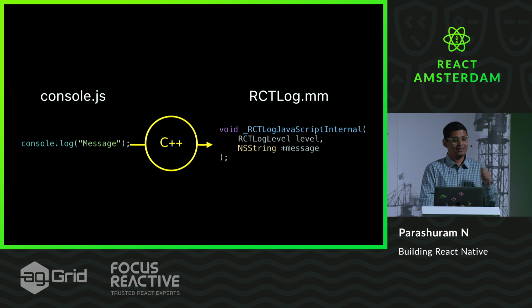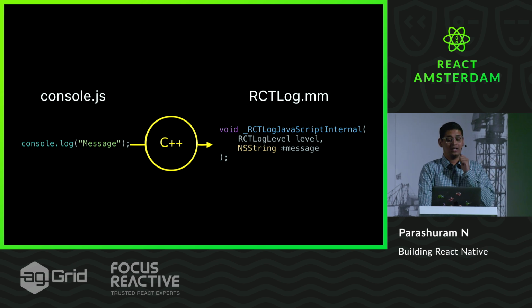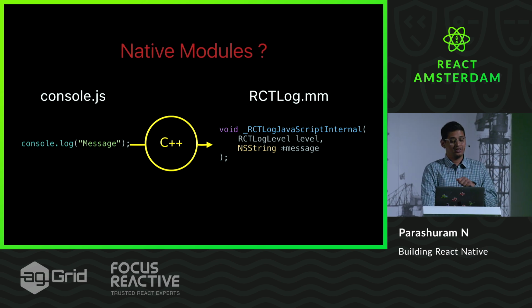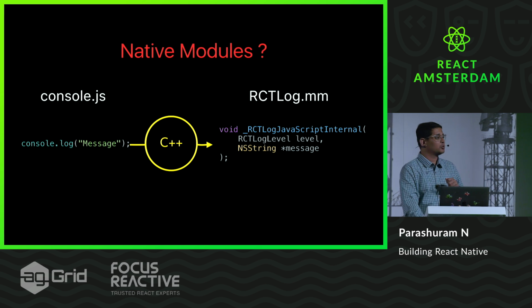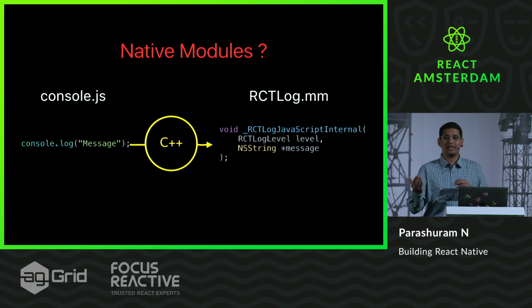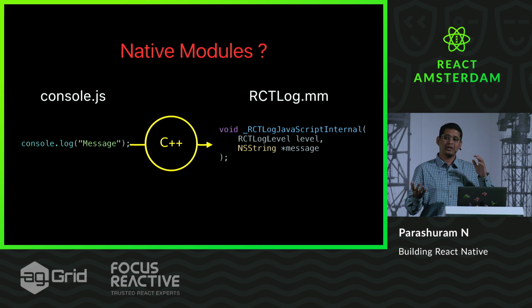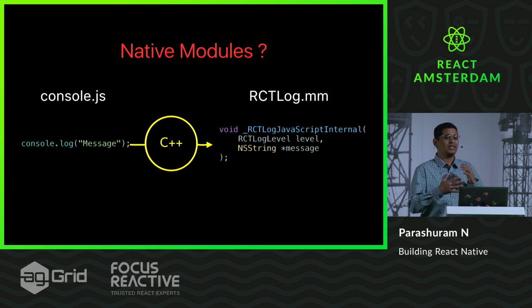So in a way, JavaScript was invoking a native module, or a native function. Isn't that what native modules are supposed to do? Like, if you have to access the camera and take a picture, don't you write native modules and do RCT export and all of that functionality? Right? Yes, right? I mean, that's how native modules are.